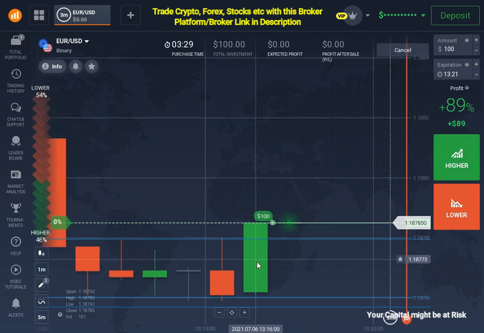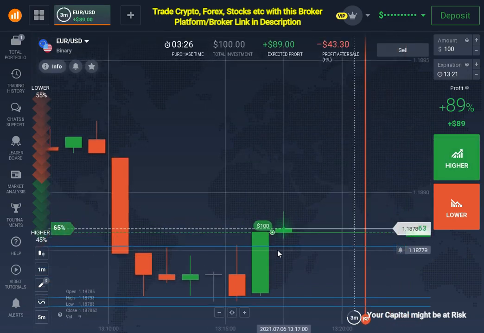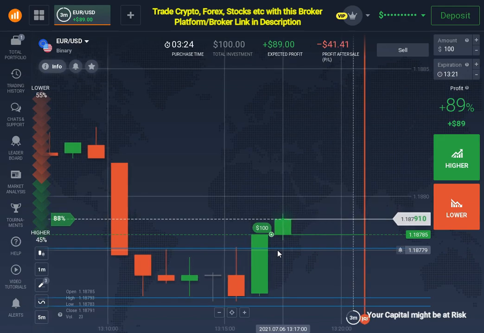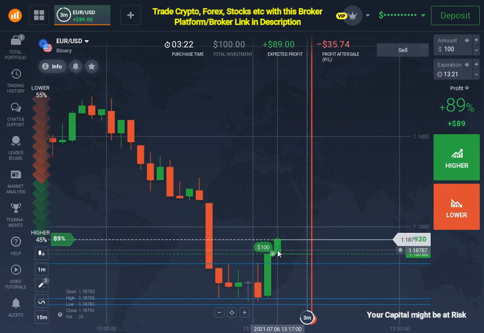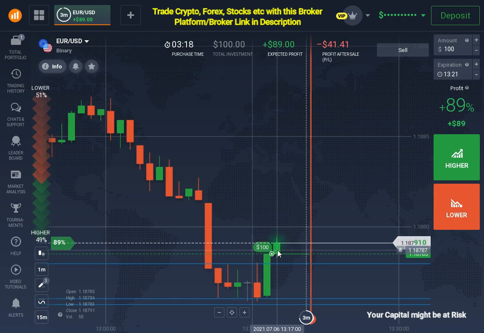So I have placed a call option here, and let's wait for the result, and after the result I will explain in detail about this trading setup. So let's wait for the result.